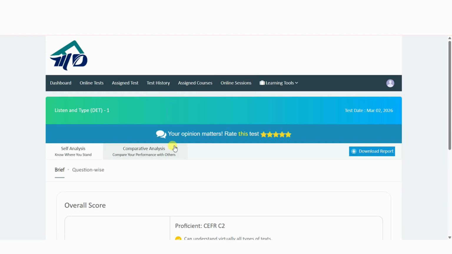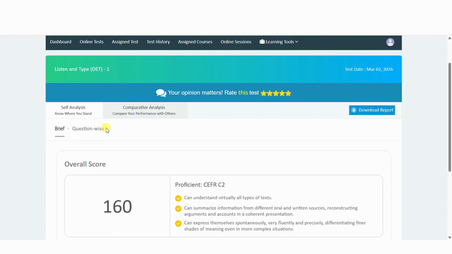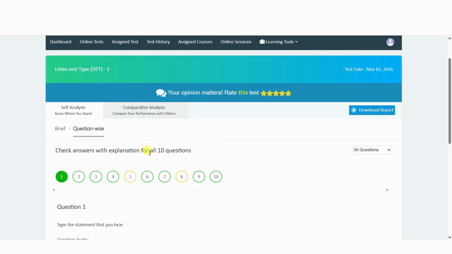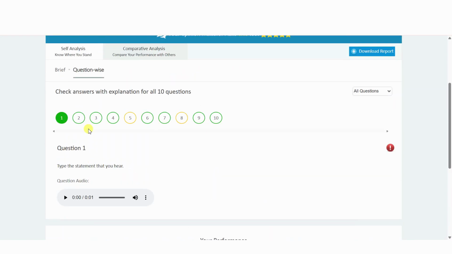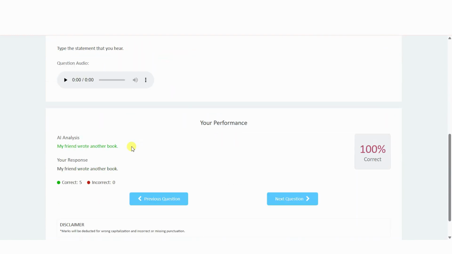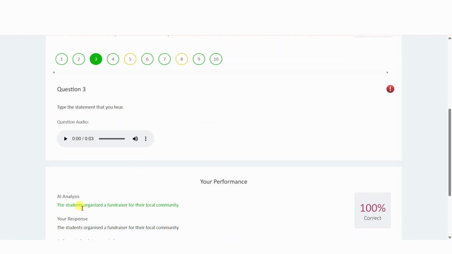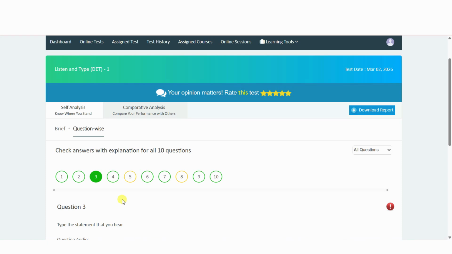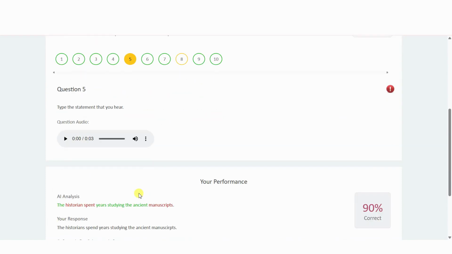Now let's check our score here. So it is 160. Perfect, no mistake. So see here, the first one was very simple, leave it. The second one was, my friend wrote another book, very simple. Then the students organize a fundraiser. I think I missed something here. Well, that's very surprising. So let's check, did I miss anything?